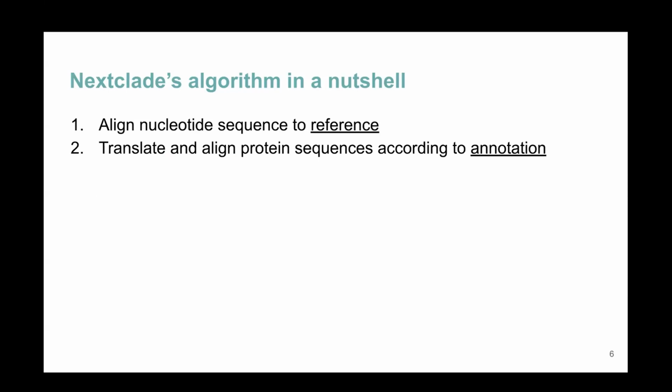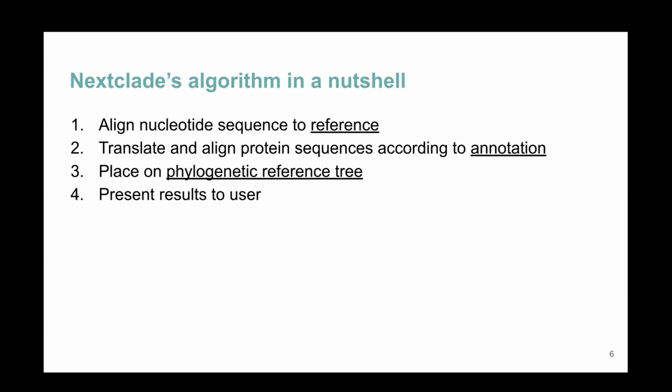Then we extract the coding sequences from the aligned sequence, so we can translate and produce the genes that you're interested in, spike and so on. We can align those, so we get the amino acid mutations precisely as they are. And we place on a reference tree to get the clade assignments or lineage assignments, and in the end present the results to the user.